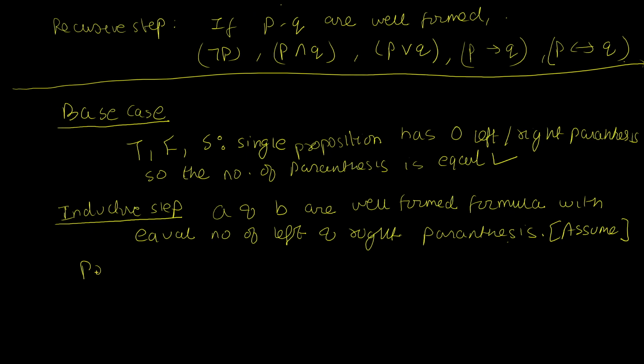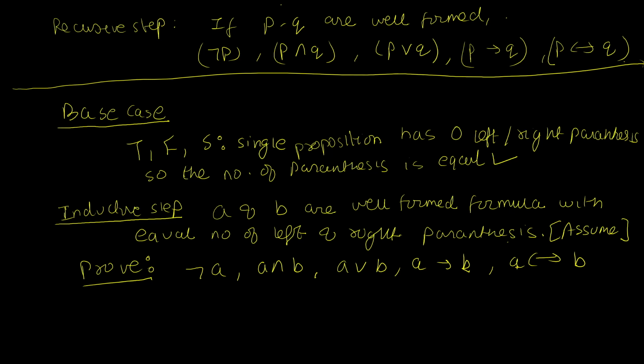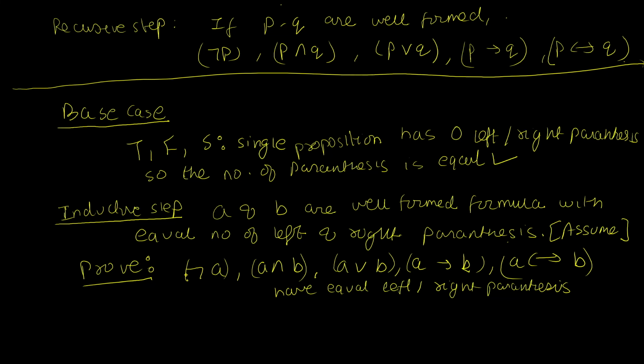So let me reiterate. I want to be able to prove, and let us list all the ways of combining A and B. For negation, we'll just use not A, and then for B: A or B, A implies B, and A if and only if B. We need to prove that all of these have an equal number of left and right parentheses. And I don't want to forget there are parentheses here by definition. Okay, so how can we assume this and then prove this?